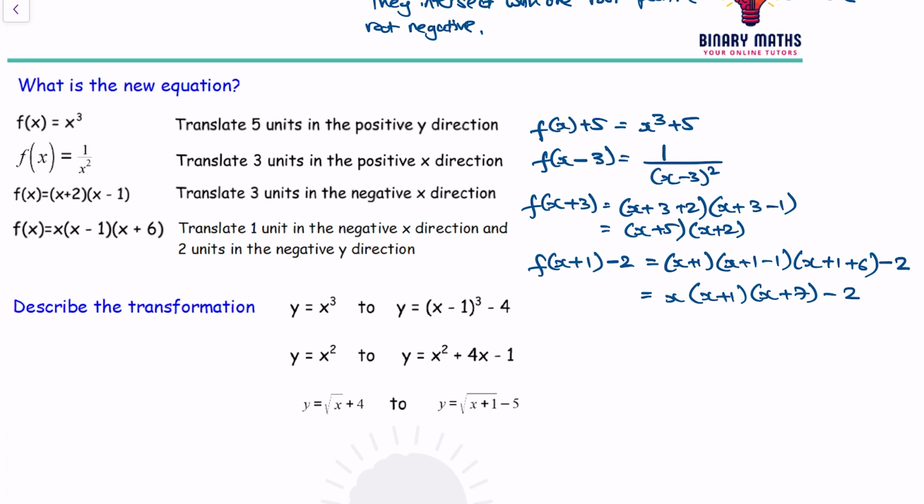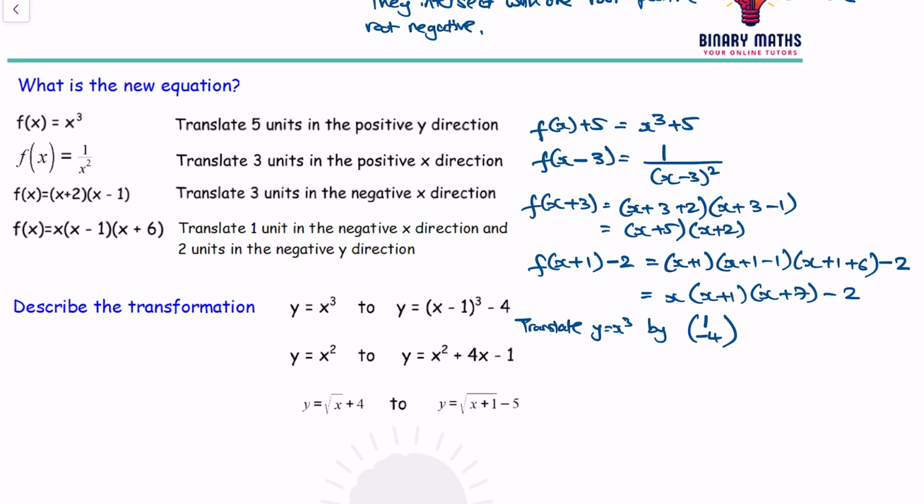Okay, next one. Describe the transformation. So y equals x cubed to y equals x minus 1 cubed, take away 4. So translate y equals x cubed by the column vector. Sorry, it's x minus 1 cubed. So that means it's in the positive x direction by 1. And negative 4 outside the bracket. So in the y direction by negative 4.